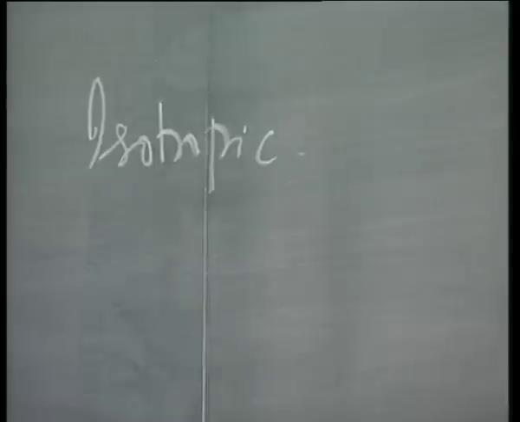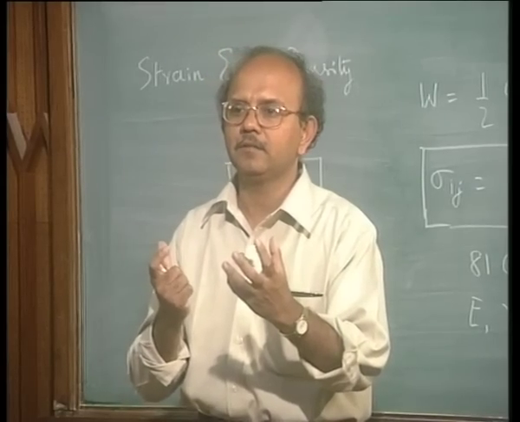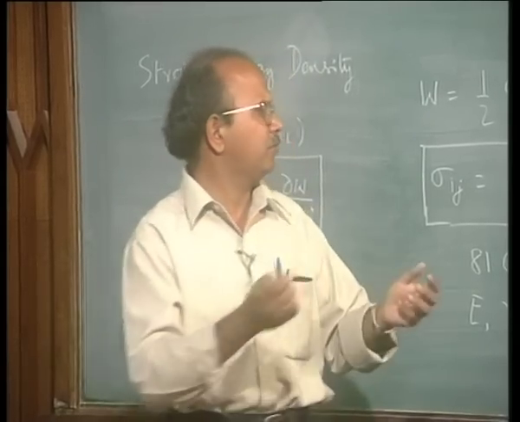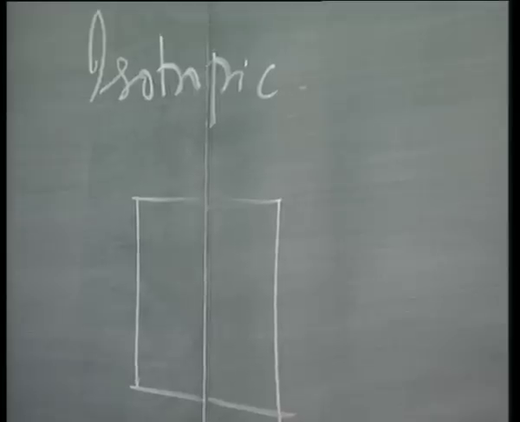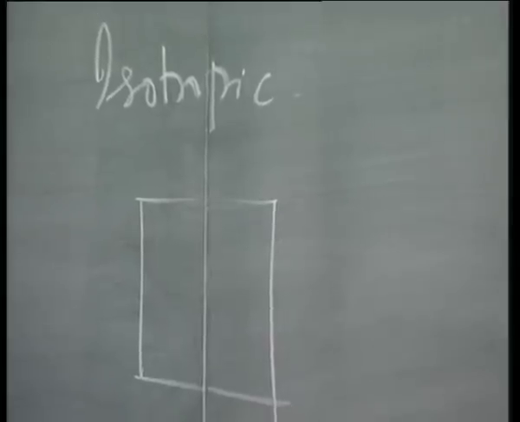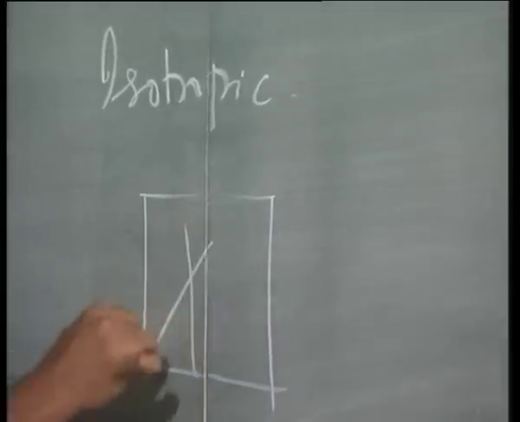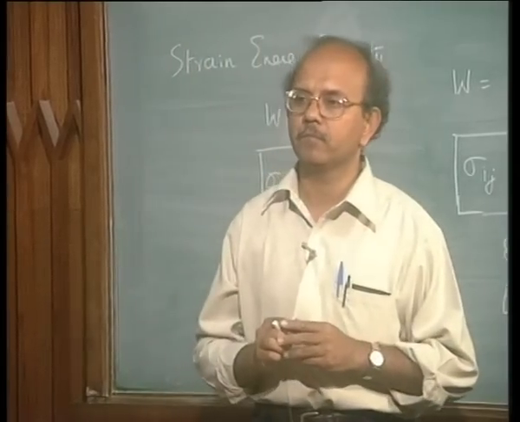Properties are the same in all directions. So, however I rotate this, the properties are the same. More clearly, in a mundane sense, if I have a sheet and I take a tensile piece from the sheet with whatever orientation, I am going to get the same properties. Is that clear? And that is a major assumption.